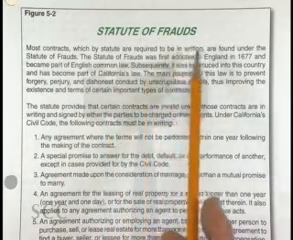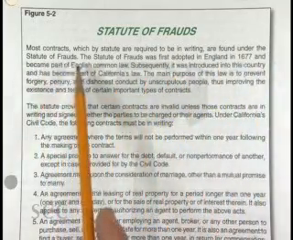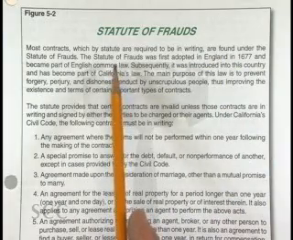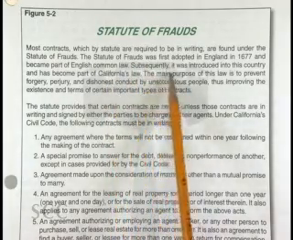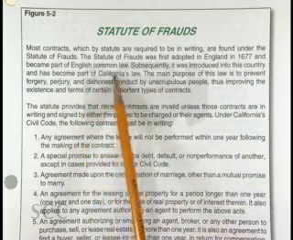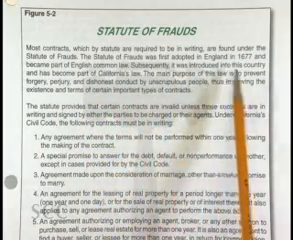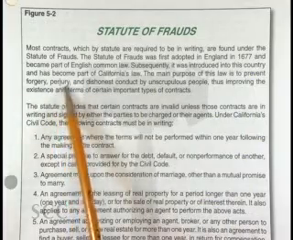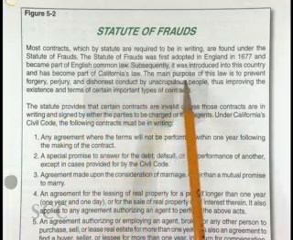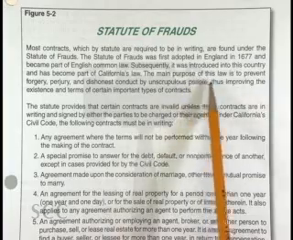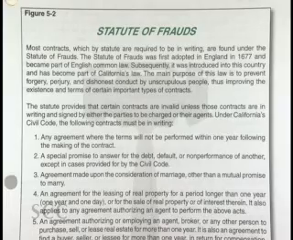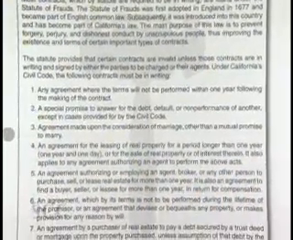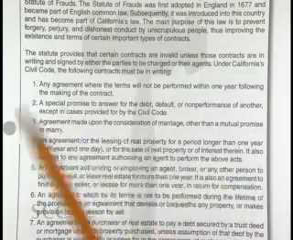The statute of frauds was first adopted in England in 1677 and became part of the English common law. And again, that's the reason where we get a lot of our laws from. We get them from the countries in which the people originally came from. Subsequently, it was introduced into this country and has become a part of California law. The main purpose of the law is to prevent forgery, perjury, and dishonest conduct by unscrupulous people, thus improving the existence in terms of certain important types of contracts. And from there, it gives you a list of the types of contracts that would fall within this scope.